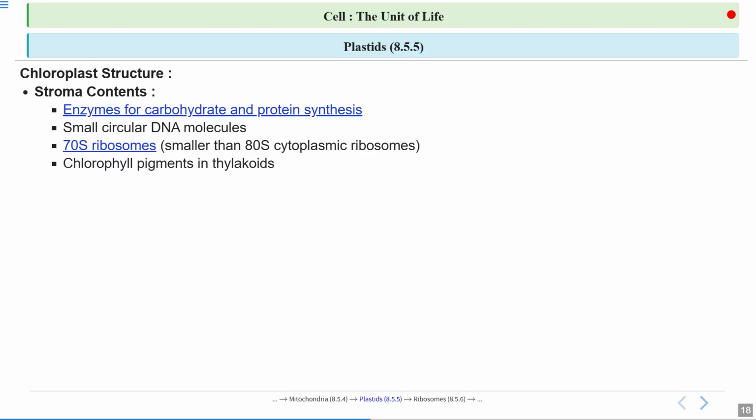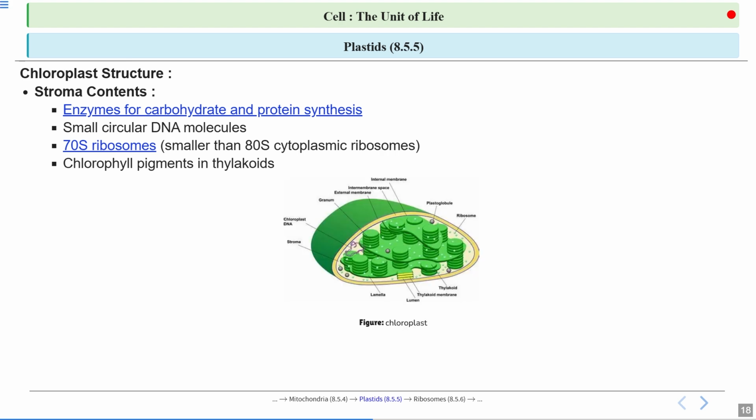So you can see here, this also shows that chloroplast was once a free living bacteria, basically cyanobacteria, which entered into the eukaryotic cell, or which was engulfed by the eukaryotic cell. So the origin of chloroplast is also explained by endosymbiotic theory. Now the thylakoids consist of the chlorophyll pigments, and light reaction occurs in the thylakoid.